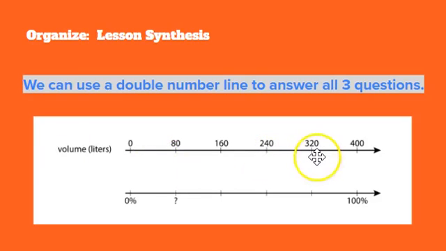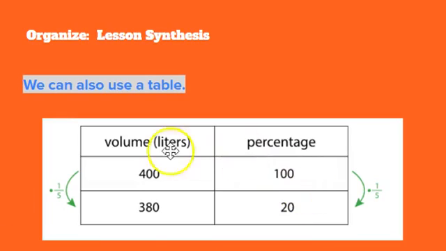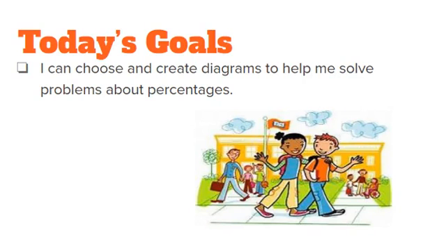We could use this double number line for all 3 of those pretty easily, because once we know two of the 3 parts, it's easy to figure out the other piece. Tables are also great. Tables, in some ways, can be quicker to organize. All right. So we were just talking about the different types of diagrams that we could use to solve these particular problems about percentages. Thanks.